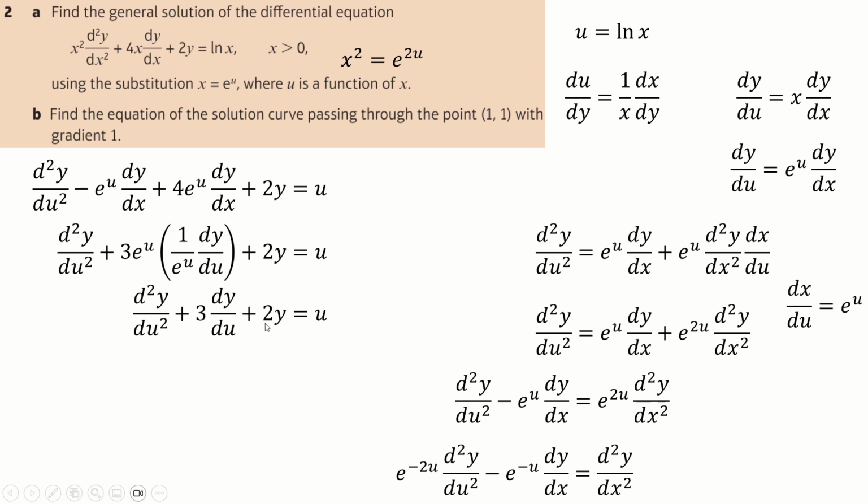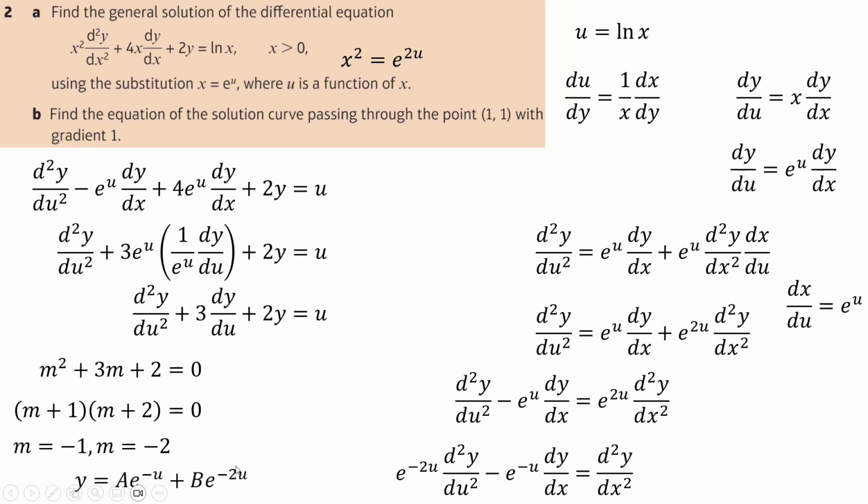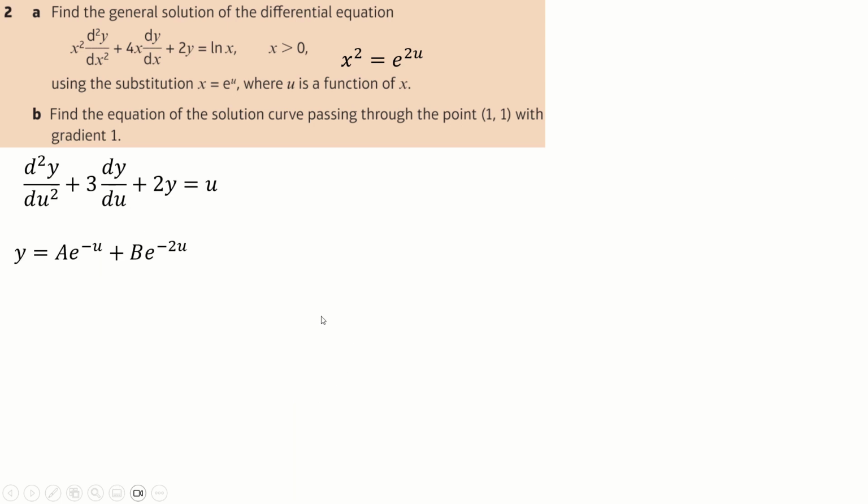It's m squared plus 3m plus 2 equals 0 for the complementary function. M is minus 1 or minus 2, I guess. So that's great. So we have solutions of the form this to start with, because they're just real, it's just going to be of the form this. And that's good. Now I need to work on the particular integral.